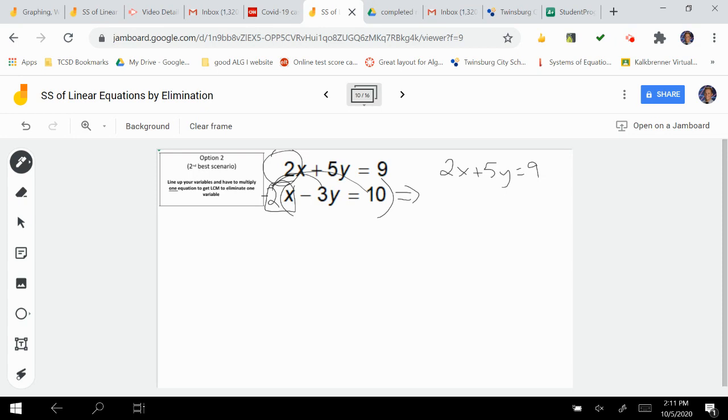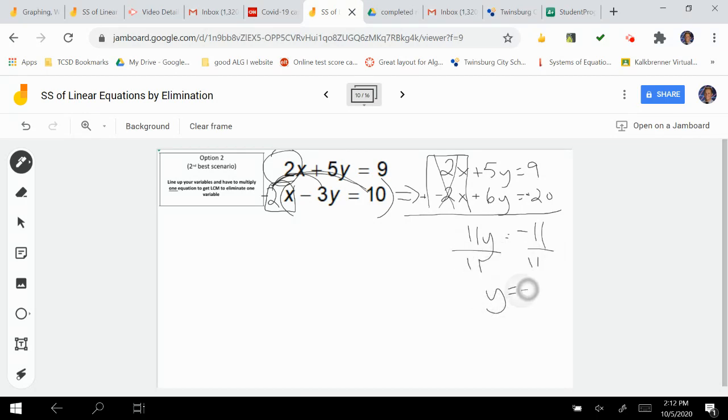What is negative 2 times x? Negative 2x. What is negative 2 times negative 3? Positive 6y. And go deep. What is negative 2 times 10? Negative 20. Now we're going to add vertically. 2x minus 2x gets you my elimination. 5 plus 6 is 11. What am I collecting? My y's. What is 9 plus negative 20? That's a negative sign. Negative 20 gets me negative 11. Solve for that variable. We get y equals negative 1. And remember, my answer is always an ordered pair.